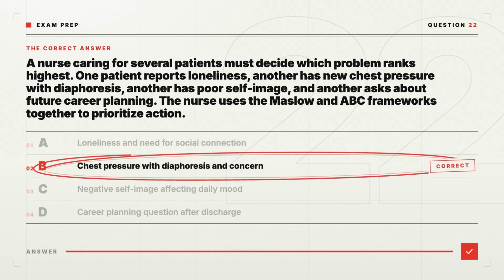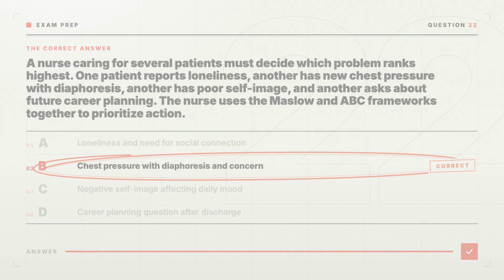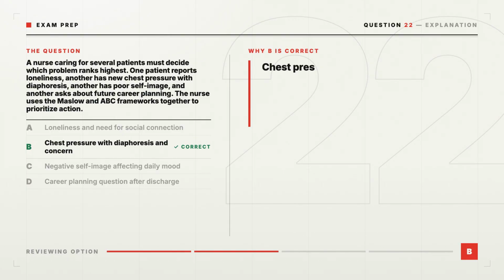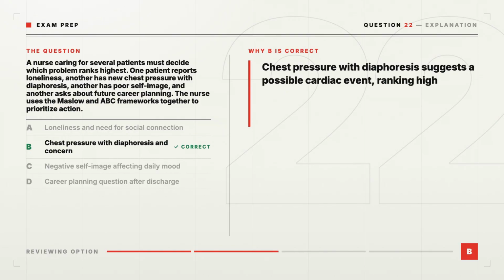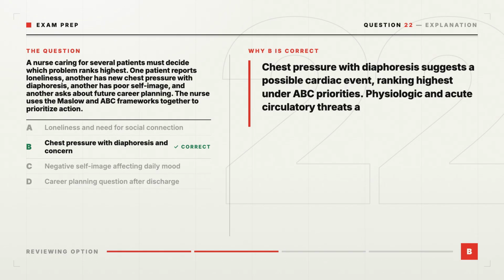The correct answer is B. Chest pressure with diaphoresis and concern. B is correct because chest pressure with diaphoresis suggests a possible cardiac event, ranking highest under ABC priorities. Physiologic and acute circulatory threats always come before love, esteem, and self-actualization needs in patient prioritization.